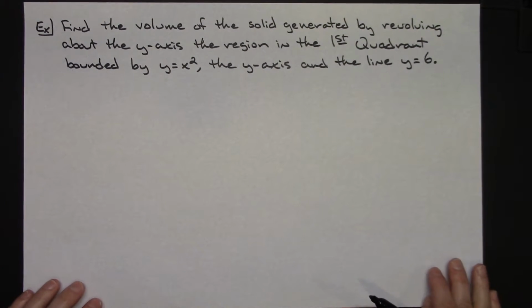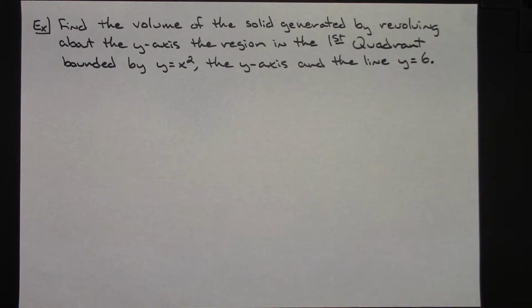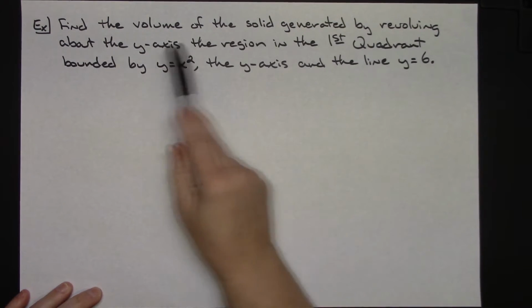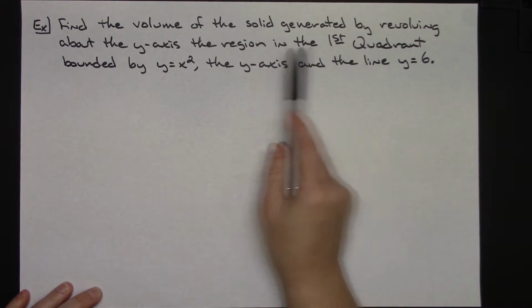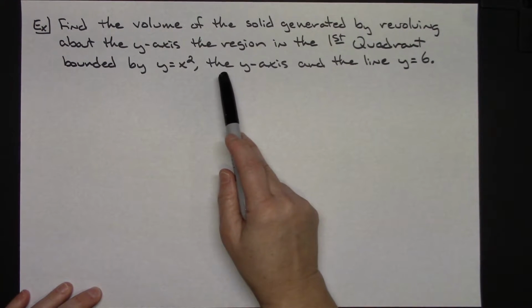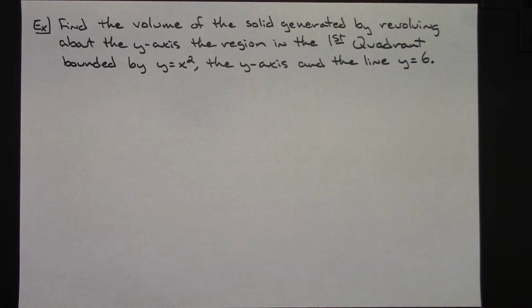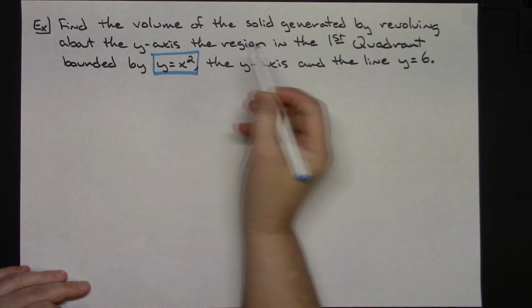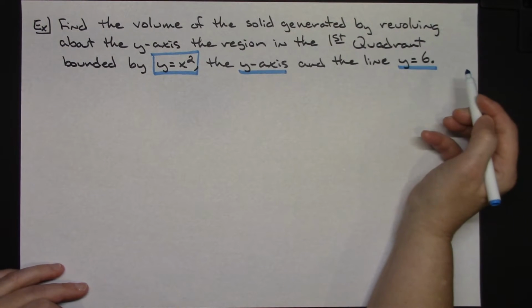This time let's put the curve revolving around the y-axis. In this example, find the volume of the solid generated by revolving about the y-axis the region in the first quadrant bounded by y equals x squared, the y-axis, and the line y equals 6. So let's go through there and find all of our important parts. We're still using this y equals x squared, but this time I'm going to be bounded by the y-axis and the line y equals 6.